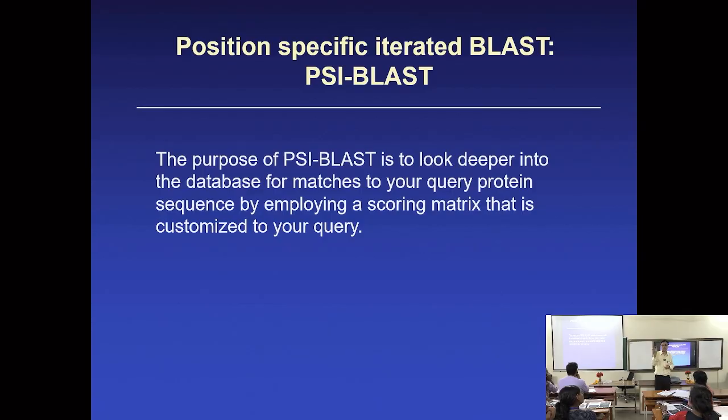So start with beta globin as the query. You will get hits, expecting mostly to the globin family. Then use those hits to derive a matrix. And then use that matrix for BLAST of beta globin against the database. Okay, so let's see how it is done.